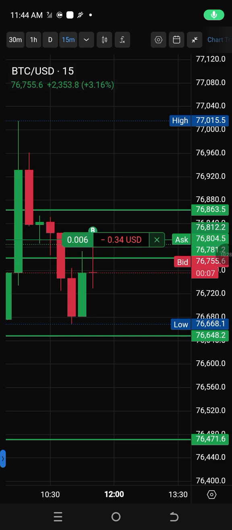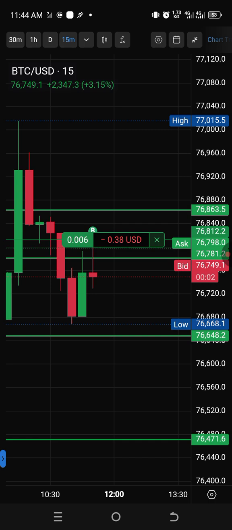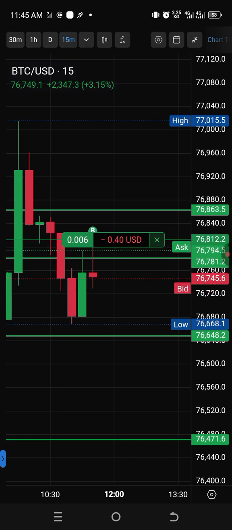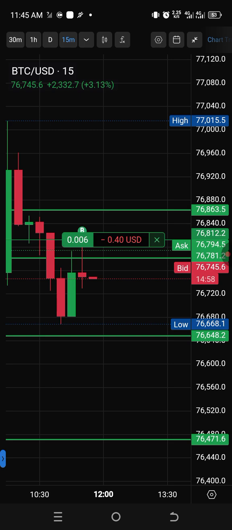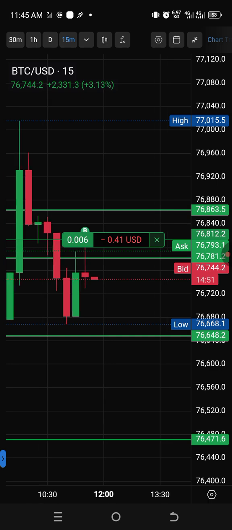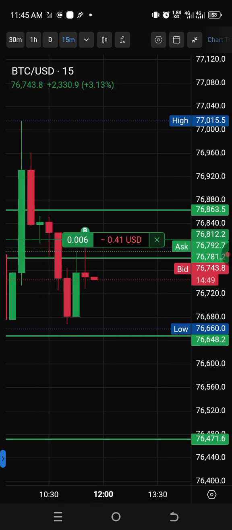Right. If it closes like this, we'll be having a doji. Yeah, it's still a doji, but not a confirmed doji. So it might be a buy actually, because it was going down, then it formed a doji. So it should buy.